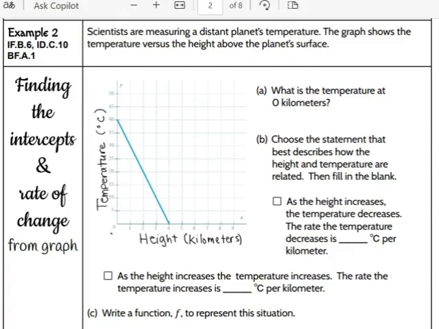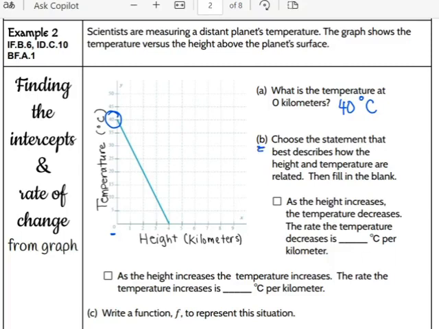So I'm going to look over here at 0 kilometers, which is the height. This is actually going to be the y-axis. So I'm going to go up and see what is the temperature at 0 kilometers. The temperature would be 40 degrees Celsius. Remember, you should always label your answers when they're in a context.